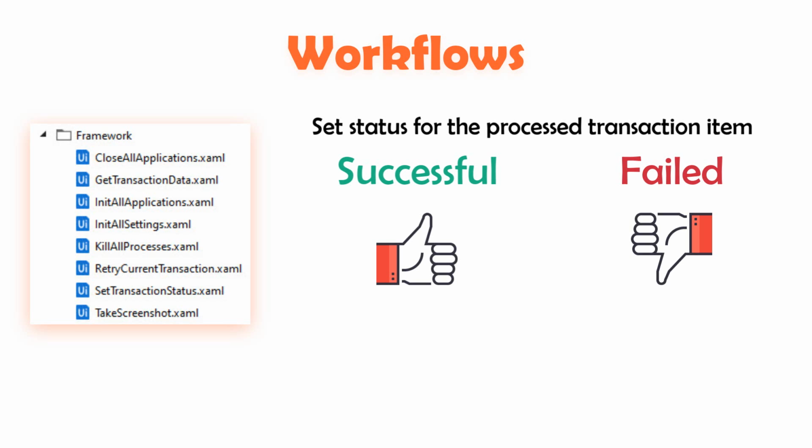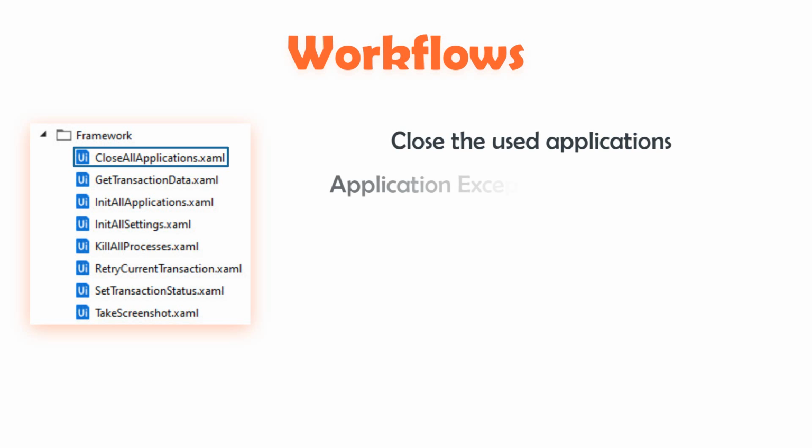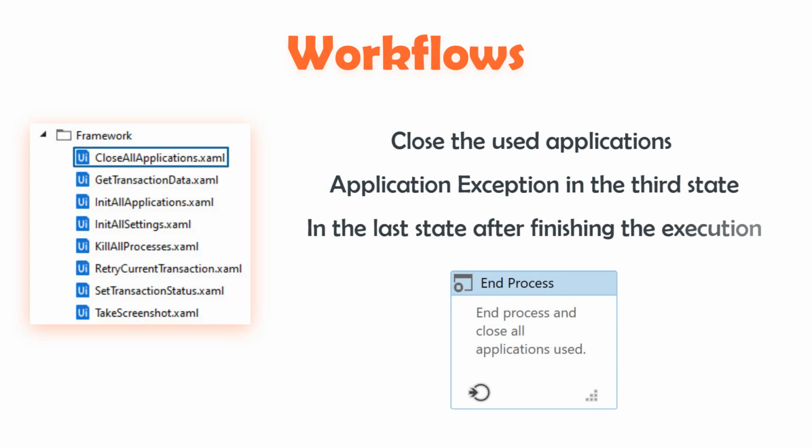For the failed option we also have two options: either business or application. Business means that we have a business exception. Application means that we don't have a business exception, but other exception types. The next workflow is close all applications. As the name suggests, we use this workflow to close the applications, which we use in the process. We use this workflow in case of an application exception. But also in the last state, end process, once the execution of the process is finished.